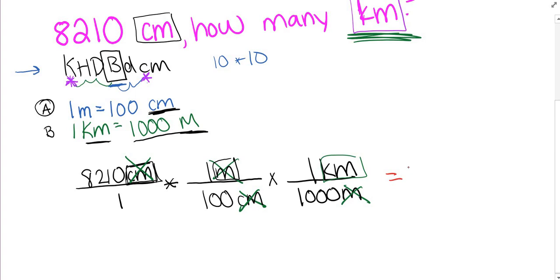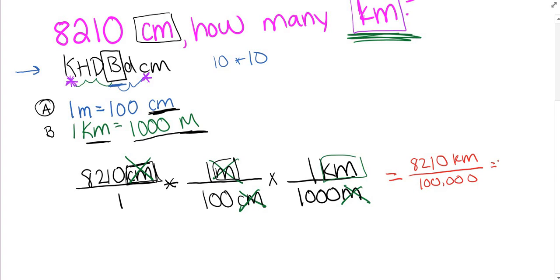And now we can calculate it out. You multiply everything on top, so you do 8,210 times 1, which just gives you 8,210. And then you divide that by your denominator. So you're going to do 100 times 1,000, and you'd end up getting 100,000. I'll just show you what you're going to write down. So it ends up like this. The only unit left is that kilometer, and you divide that by 100,000. There's no units left in the denominator, so those are all canceled out. And so we end up just dividing these and you calculate them out.